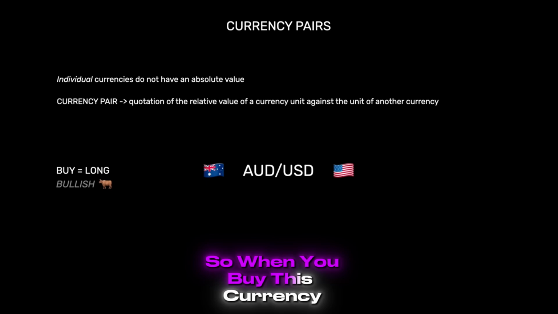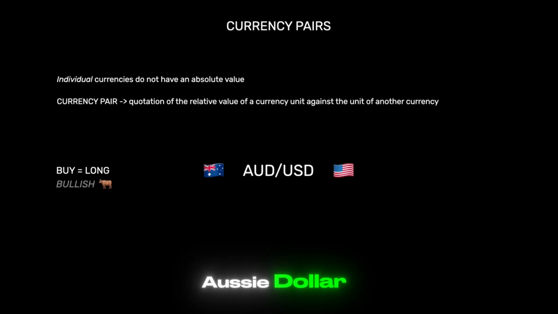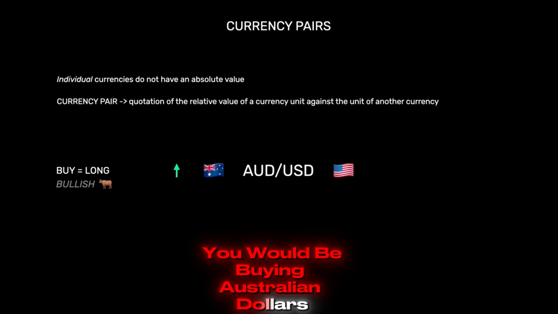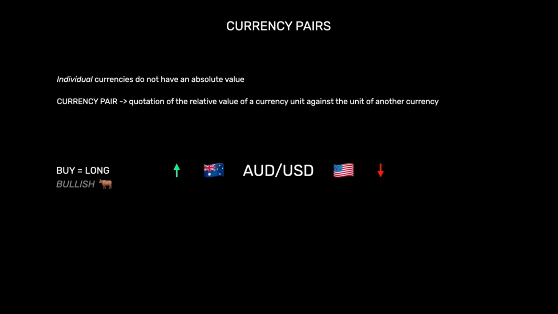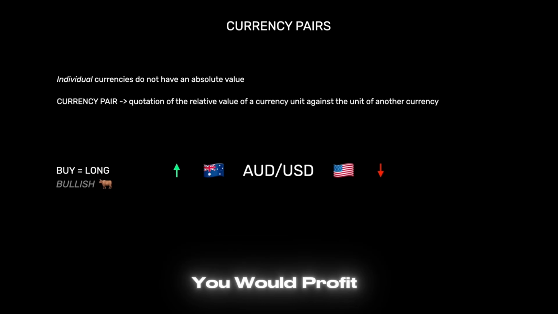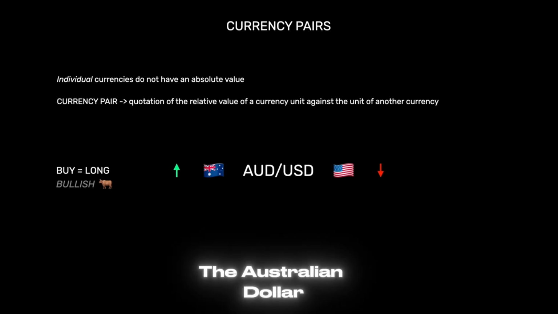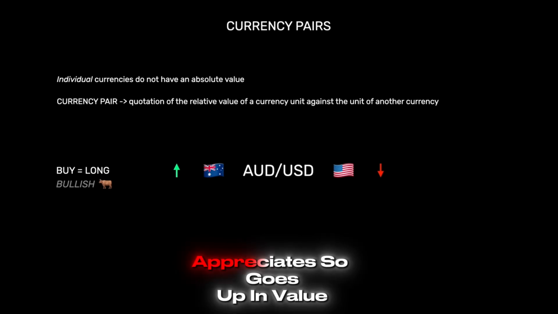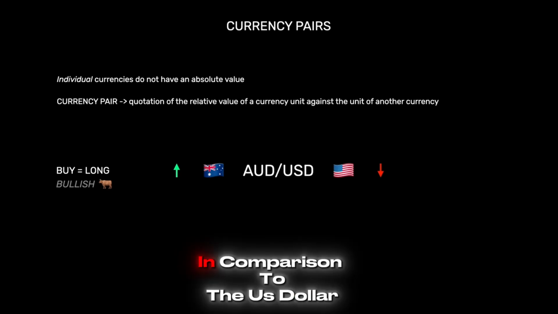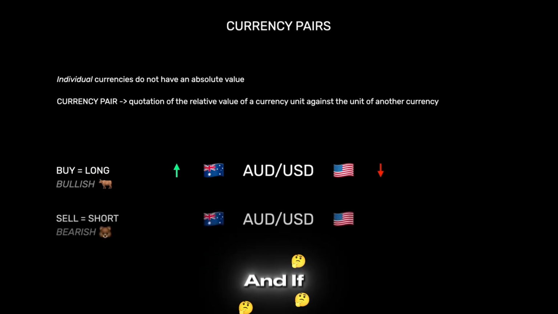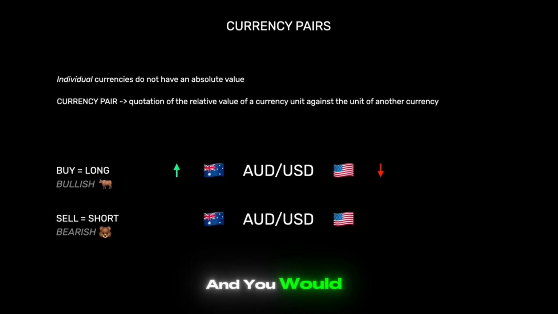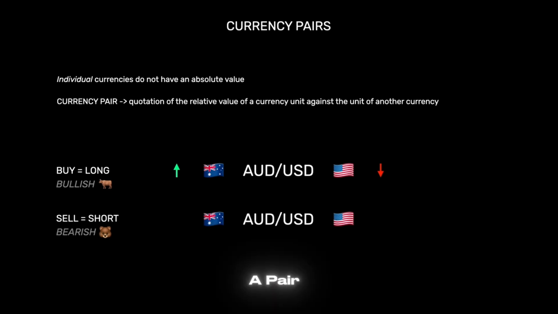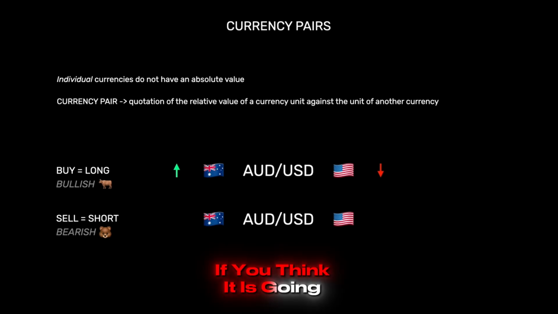So when you buy this currency pair, Aussie dollar, you would be buying Australian dollars while simultaneously selling US dollars. So, this means that you would profit from how much the Australian dollar appreciates, so goes up in value, in comparison to the US dollar. And if you were to sell the pair, this means that you were going short, and you would say that you are bearish on a pair if you think it is going down.